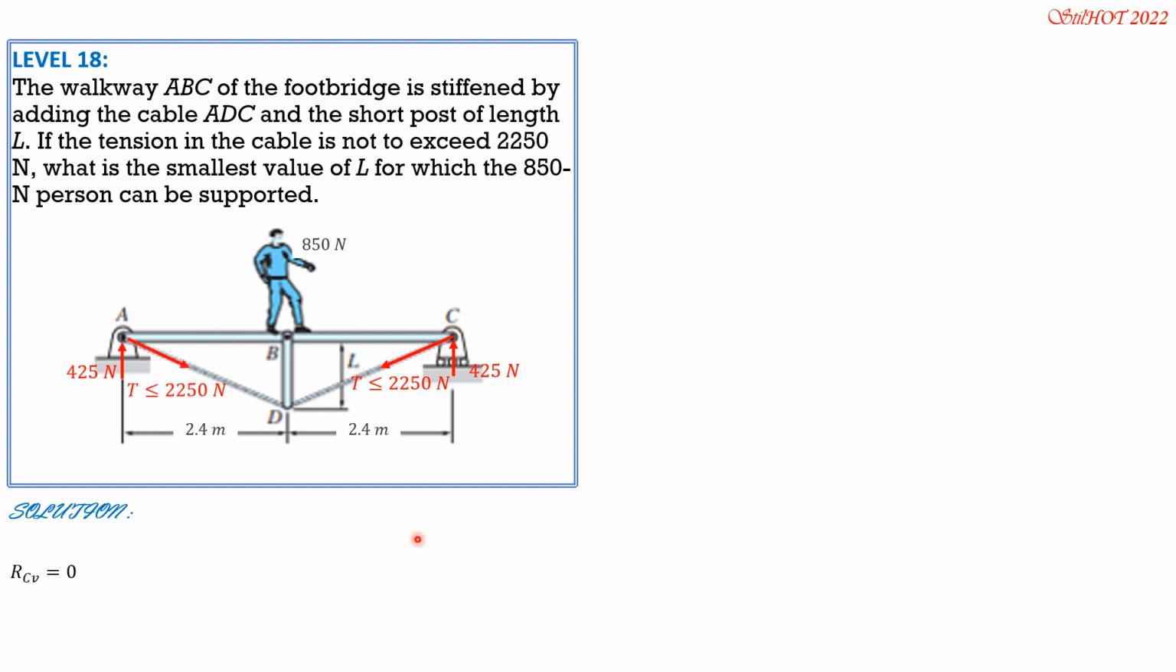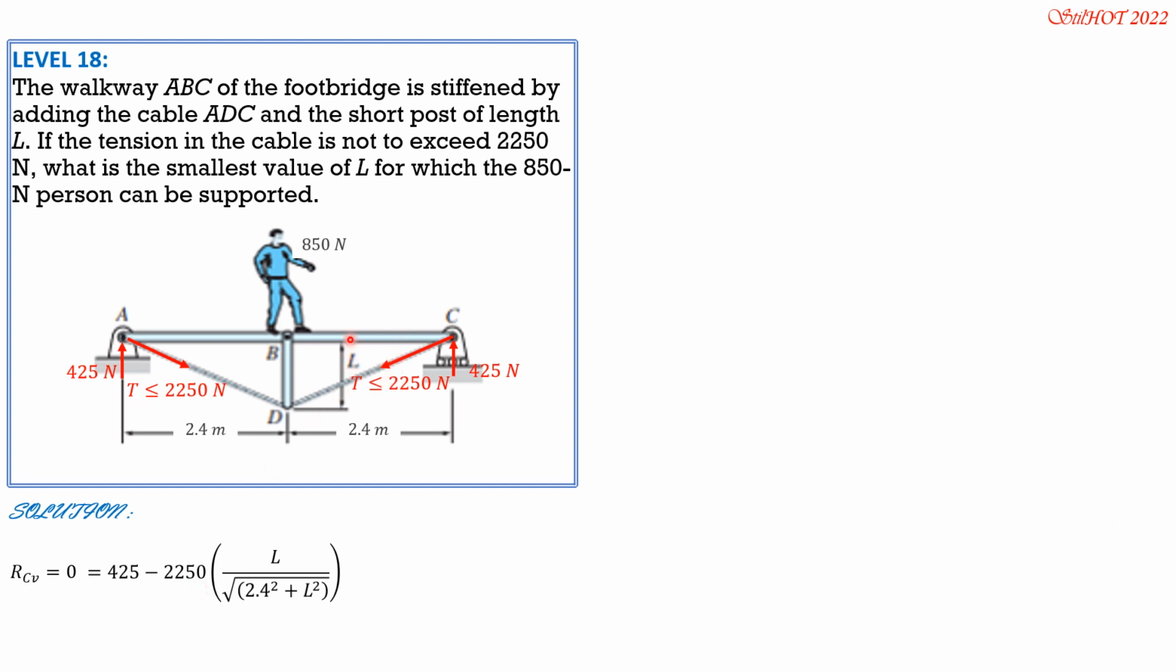The force on the beam is not included, and secondly, there's no force because this will just slip. So RC vertical equals 0, so 425 minus the vertical component of 2250. The vertical component of 2250 is 2250 times sine of this angle. Sine of this angle is L divided by the length of CD, which is square root of 2.4 squared plus L squared.